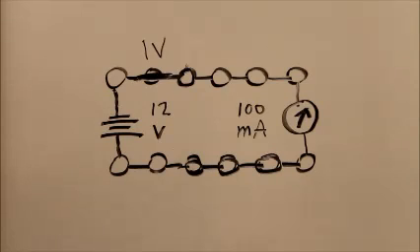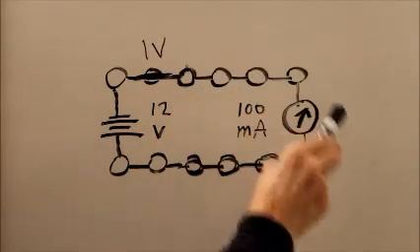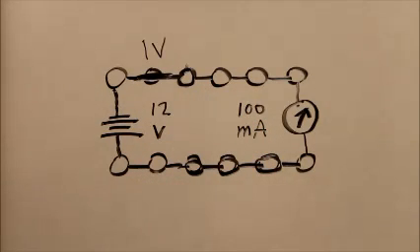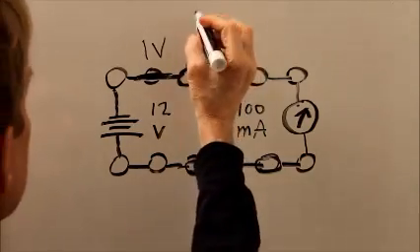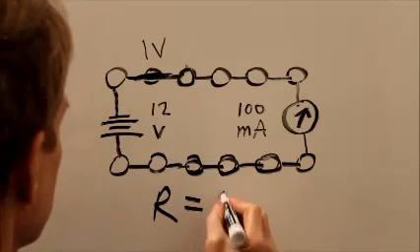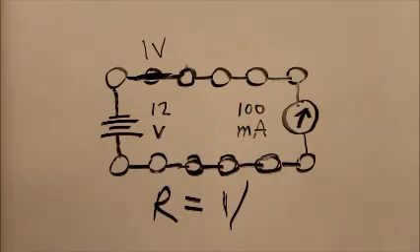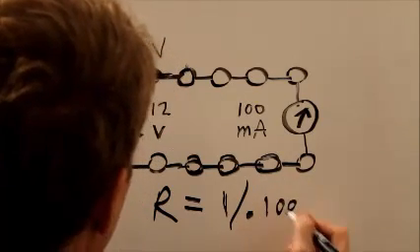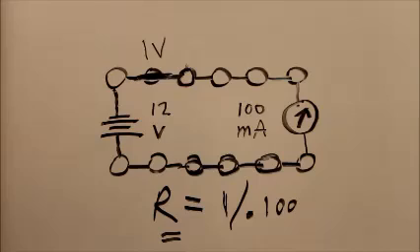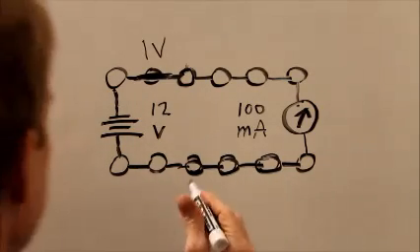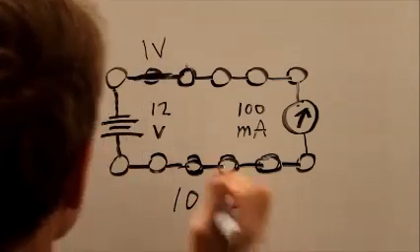Well, this is a little bit tricky, but if you think about it, you've got 1 volt across each one of these bulbs and 100 milliamperes flowing through each one of these bulbs. So the resistance of each bulb is the voltage across it, which is 1, divided by the current through it, which is 0.100 amps. So each bulb has 1 divided by 0.1 ohms, or 10 ohms of resistance.